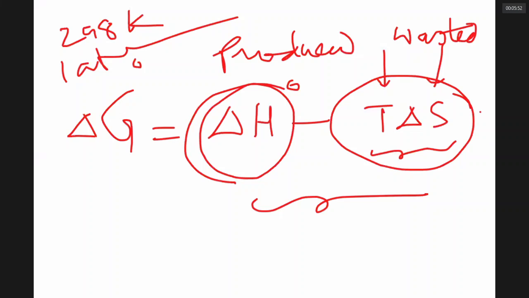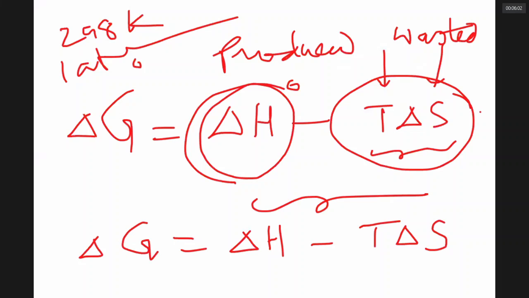If you are carrying out the process at any other temperature, at any other pressure, it is simply enthalpy change minus T delta S, and it is delta G. You know, these equations, delta G0 and delta G, are different. For delta G0, conditions are standard, for delta G, not necessarily.